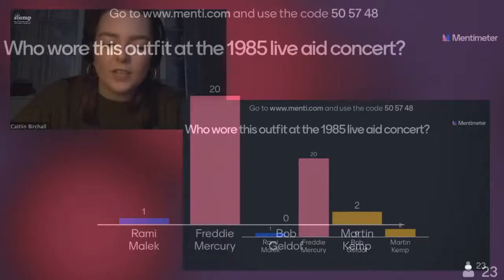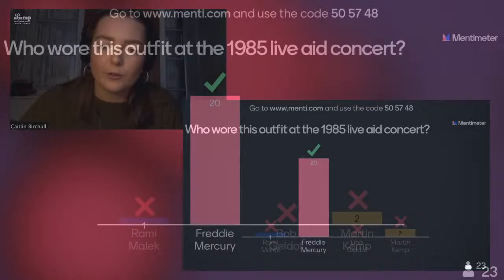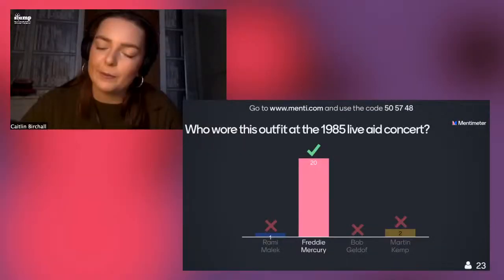So time's up, and somebody's gone for Rami Malek. I imagine they didn't know who that is, because he was born in 1981, as I've just looked up, so he would have been 4 years old. That's quite a large costume for a four-year-old, but fantastic. You do you. And most people got that correct with Freddie Mercury there.